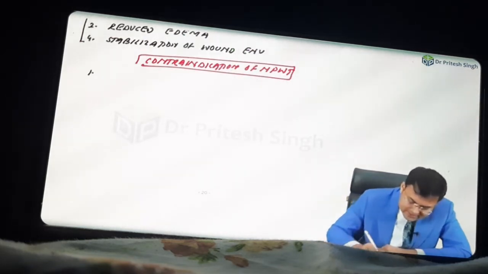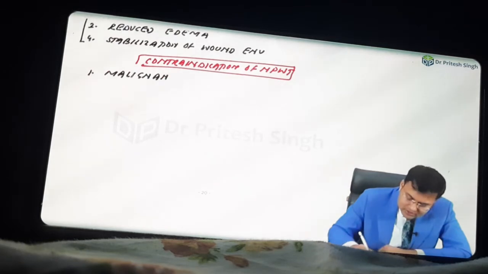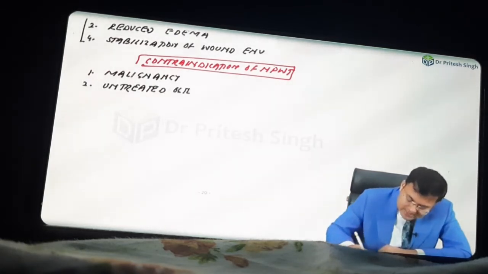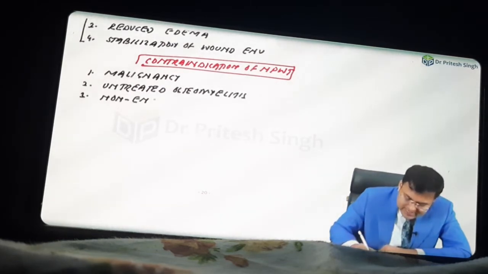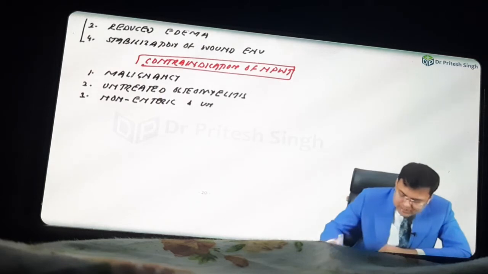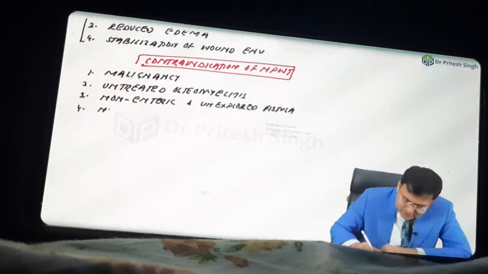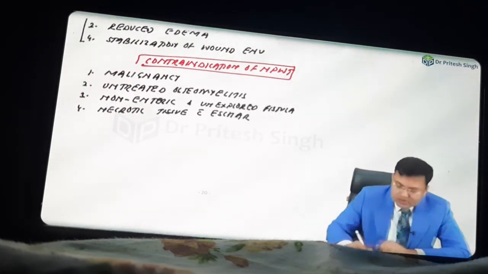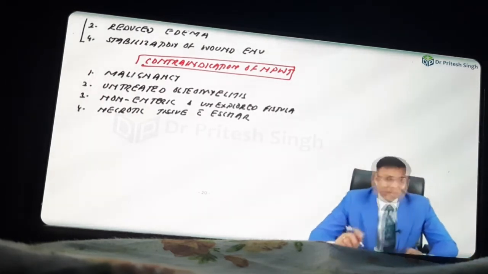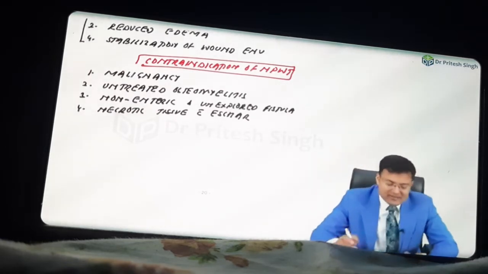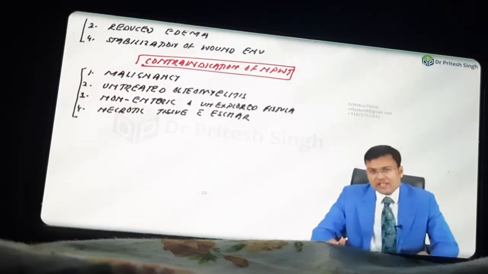First, if there is a malignancy in the wound. Second, there is untreated, be careful, untreated osteomyelitis. Third, there is a non-enteric and unexplored fistula. And fourth, there is the presence of necrotic tissue with eschar. So these are the contraindications of negative pressure wound therapy. 2 questions you have to remember: how much negative pressure is being applied? Minus 125 mmHg, and these 4 contraindications of negative pressure wound therapy.